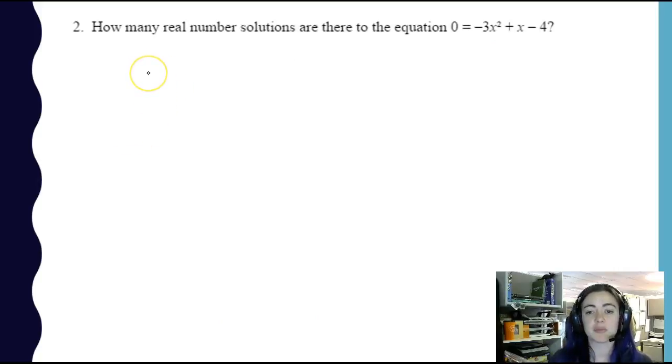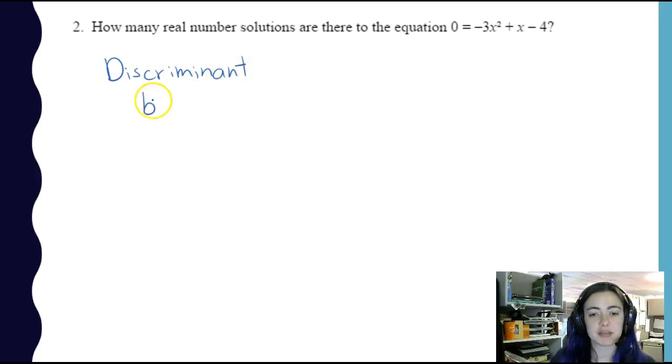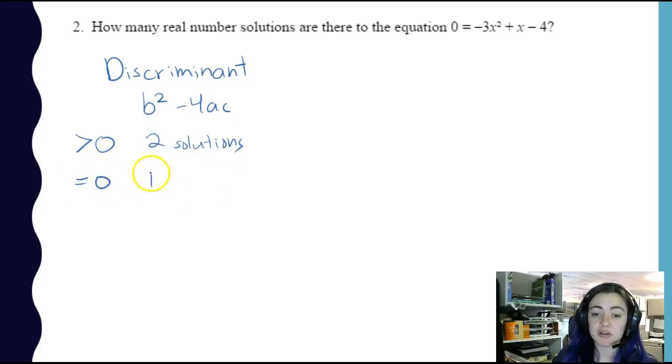Question 2 says, how many real number solutions are there to the equation 0 is equal to negative 3x squared plus x minus 4? So one way that you can find this is using the discriminant. Alright, so if you remember, the discriminant is b squared minus 4ac. If it is greater than 0, then that means that it has 2 solutions. If it is exactly equal to 0, it has 1 solution. And if it is less than 0, it has no solutions.